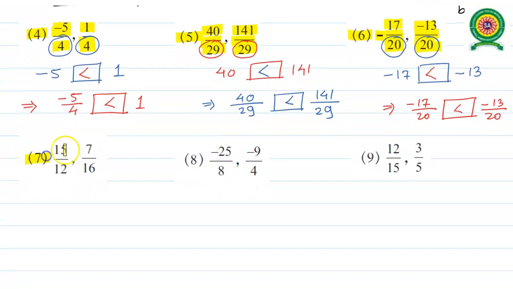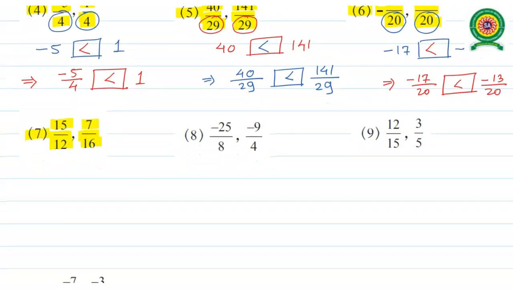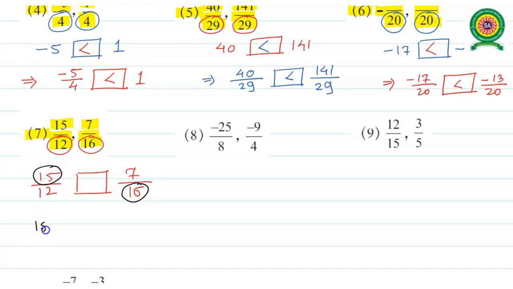Question number 7. 15 divided by 12 and 7 divided by 16. Now be focused on their denominators, which are different, not identical. So we are writing 15 divided by 12 and 7 divided by 16. Here we have to use the cross ratio test. Likewise, we have to multiply 15 and 16, and next to it multiply 12 and 7 and try to compare them.